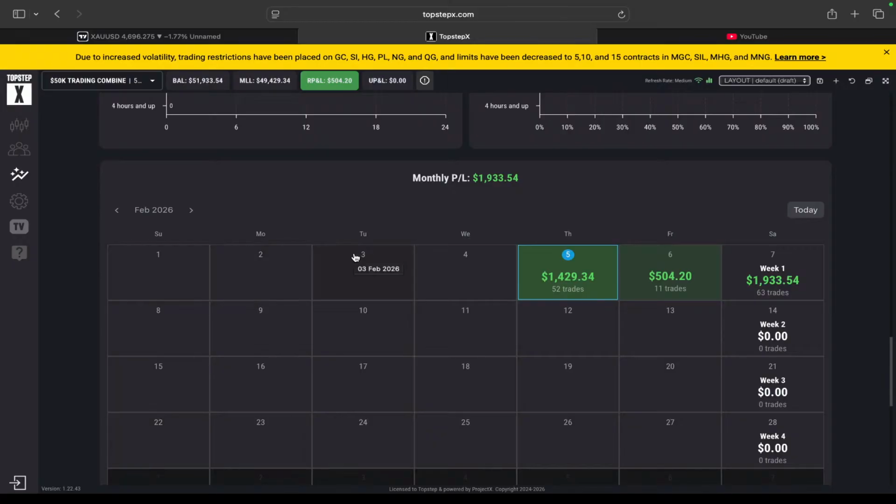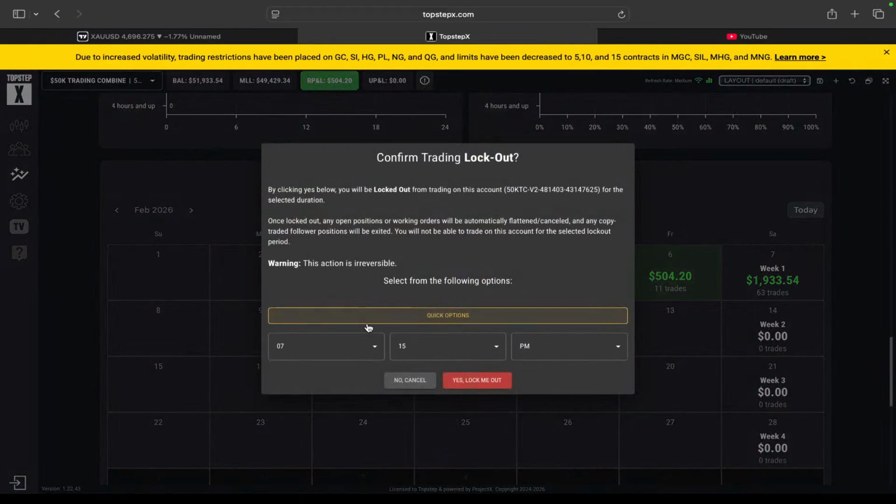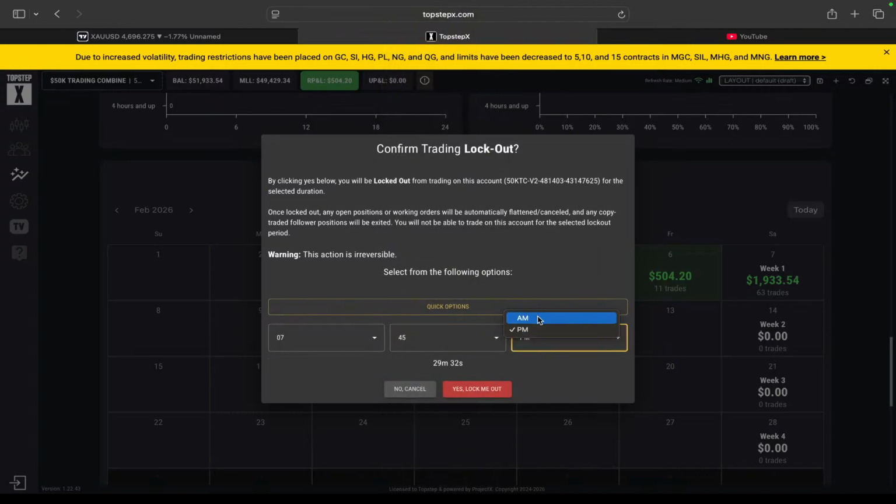Whenever you guys are feeling like you want to overtrade, like damn, I'm taking too many trades, they have a lockout feature right here. You could just come here, boom, hit custom. I started trading at 7:45. That's when I start marking up my charts.